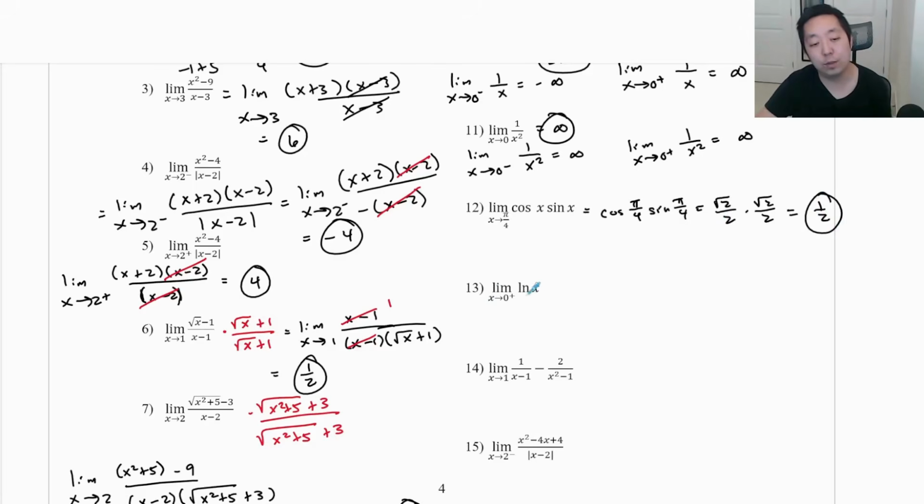How about x approaching 0 from the right for ln of x? This one you have to know what natural log looks like. Natural log looks like this. So remember, it's a vertical asymptote at 0. So if you're approaching 0 from the right, this is going to be negative infinity. That's what natural log tends to do.